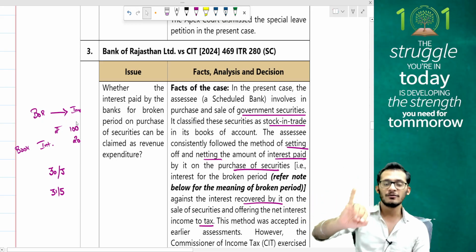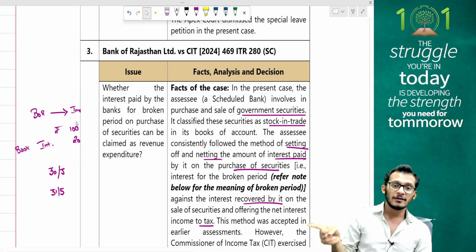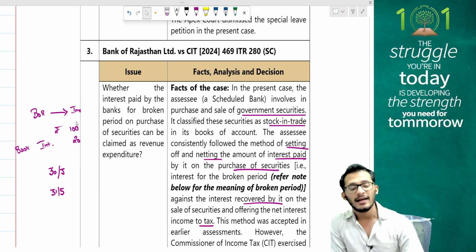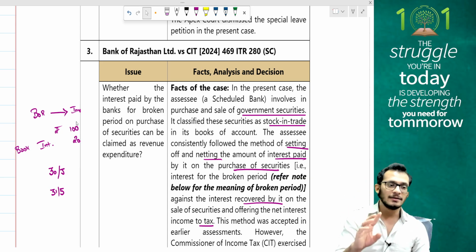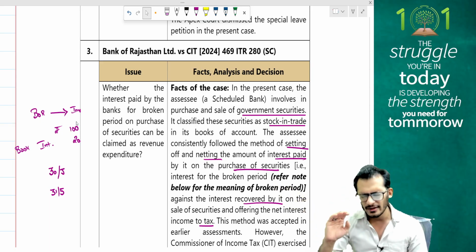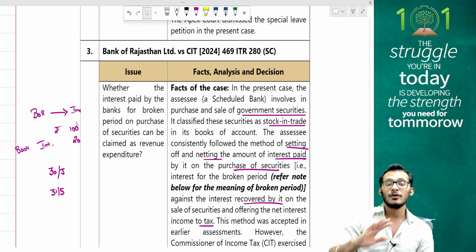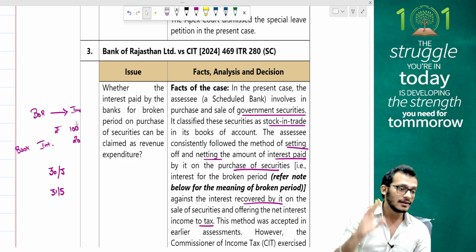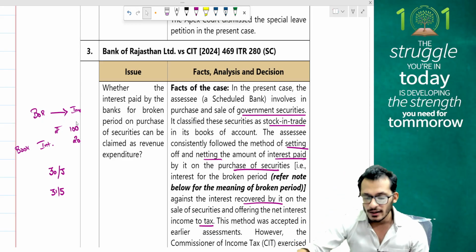Whatever broken period interest he incurs can be treated as an expense in his PGVP and can be offset against his income from the broken period, which he subsequently sells. At any point of time, if he is holding the asset as held to maturity, then in that case, this will be added to the cost of acquisition.